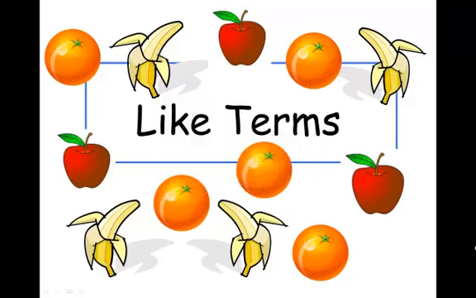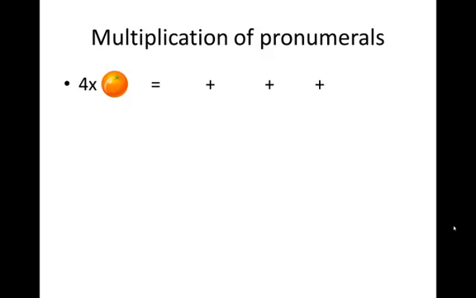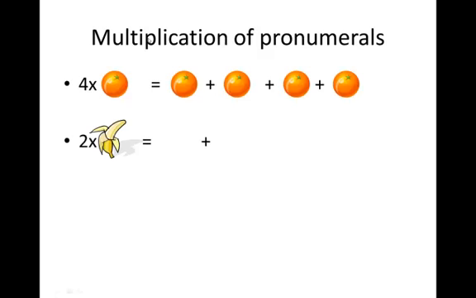This video is about like terms. Now, the thing to remember when you're looking at like terms is it's just like in primary school when you were talking about patterns. So 4 oranges is the same as saying 1 orange plus 2 oranges plus 3 oranges plus 4 oranges. So you would have learnt that in primary school. And 2 bananas is the same as 1 banana plus 2 bananas.